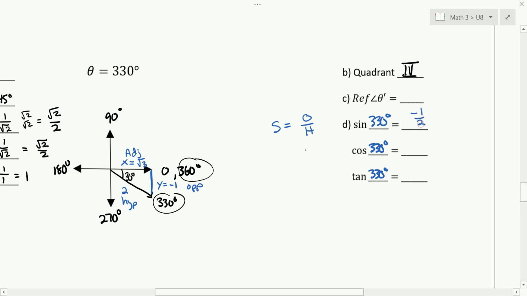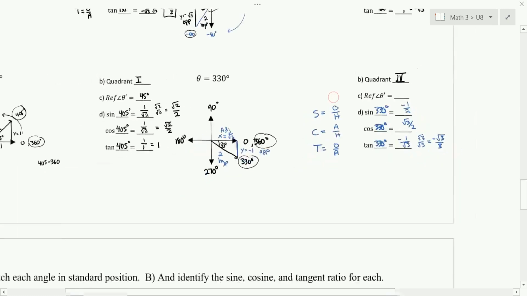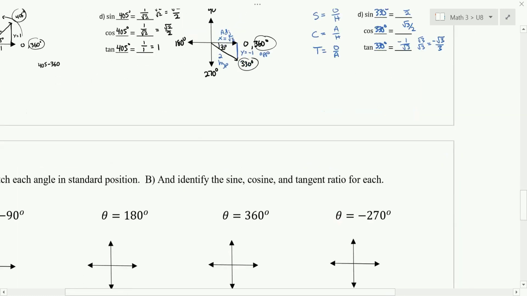Good job. And the cosine? Adjacent over hypotenuse, which is square root of 3 over 2. And the tangent, opposite over adjacent. Careful. It's negative 1 over square root of 3. And so when you simplify that, you end up with negative square root of 3 over 3. Okay, good. So that's a little bit on finding sine, cosine, and tangent of things that we're not used to finding. So angles that are not necessarily acute angles.